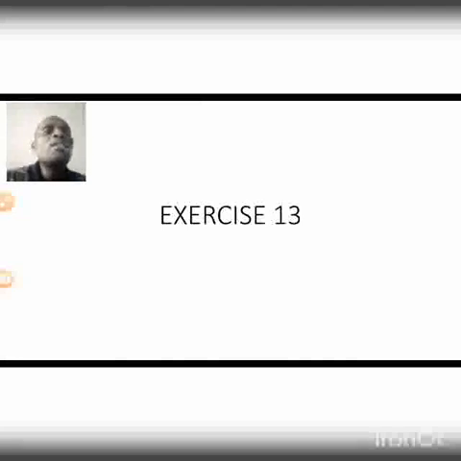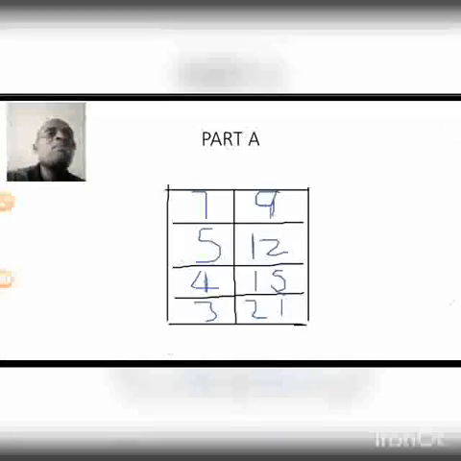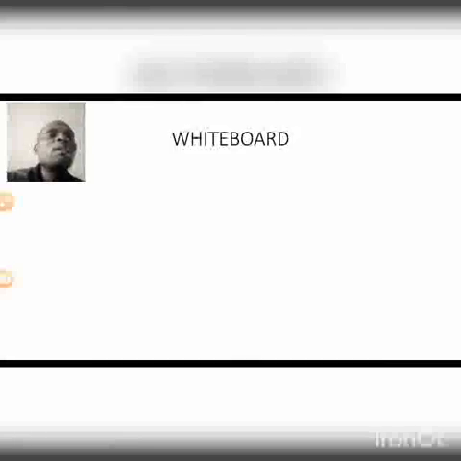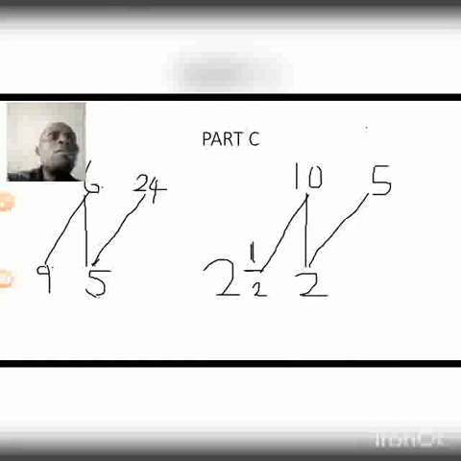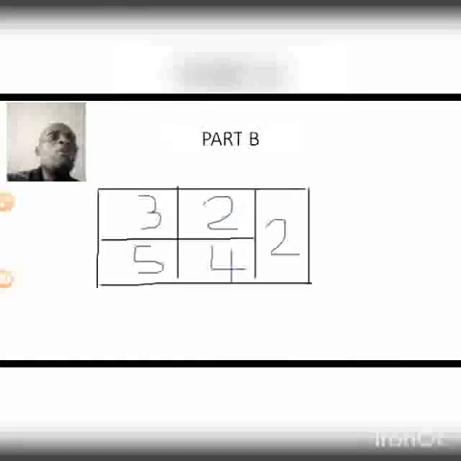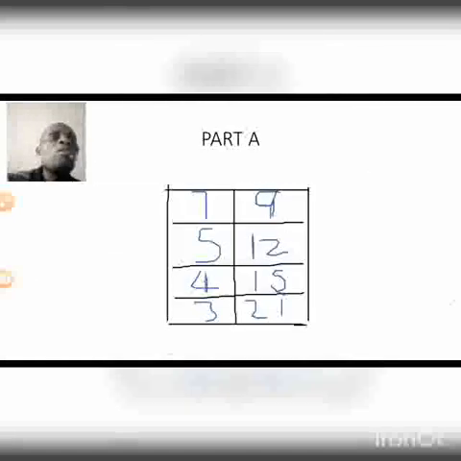In today's quantitative class, we are going to be looking at exercise 13. In exercise 13, we have three different parts: part A, part B, and part C. But we are going to begin with the first part, which is part A.